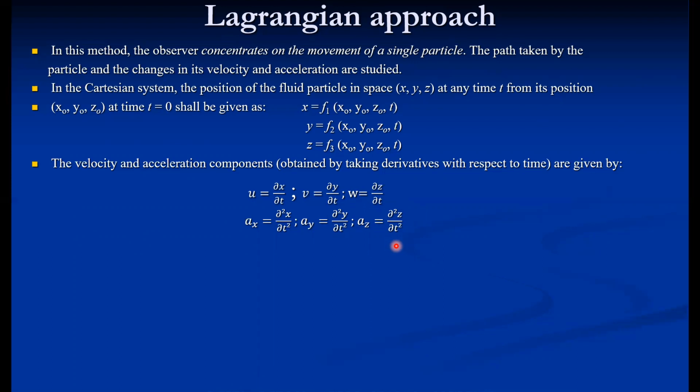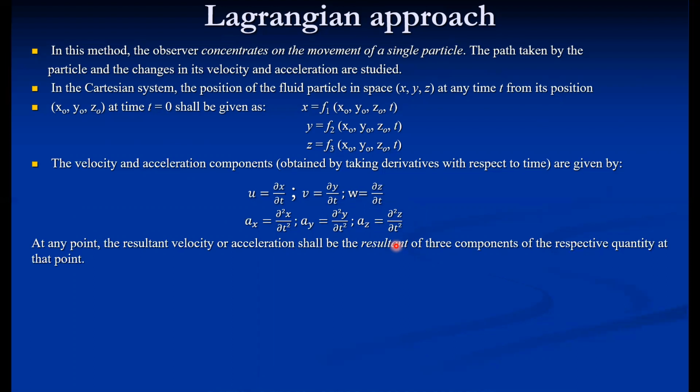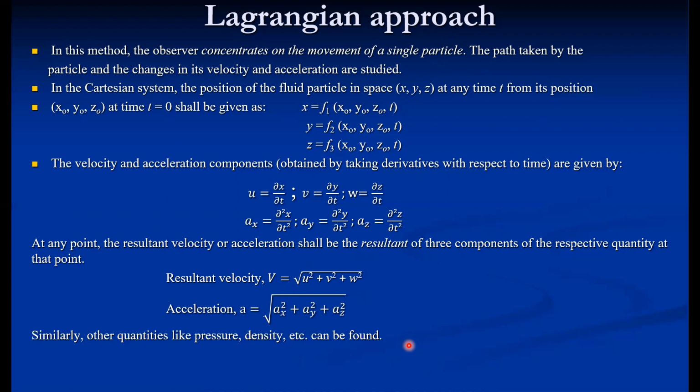So if there are n number of particles, every particle is monitored and the velocities and accelerations are determined. At any point, the resultant velocity vector is obtained. This is the resultant velocity of a particular particle, square root of u² plus v² plus w², and the acceleration is square root of ax² plus ay² plus az². So in the Lagrangian approach, the resultant velocity and acceleration are determined for a particular particle. Similarly, other quantities like pressure and density can also be found out.